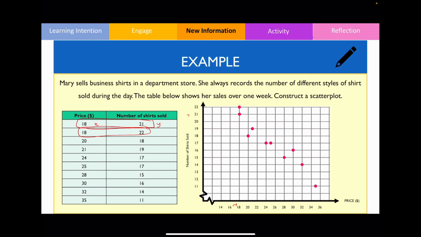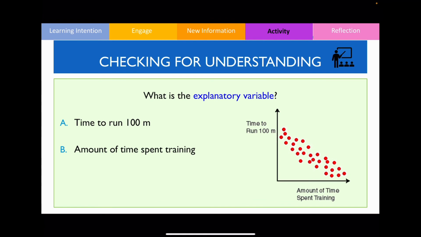What I'd like you to do now is answer this question. I want you to identify what is the explanatory variable. If you answer this question correctly, the explanatory variable is going to be the amount of time spent training. So remember, the explanatory variable is always plotted on my horizontal or my x-axis.